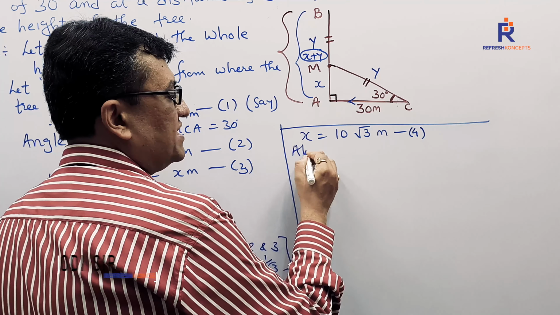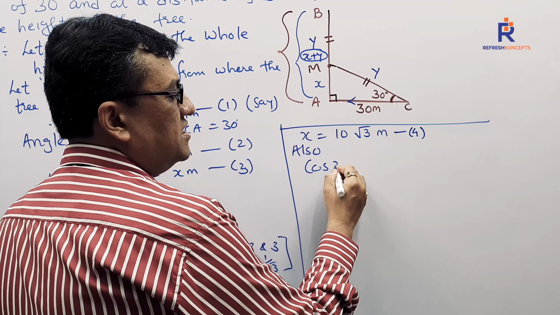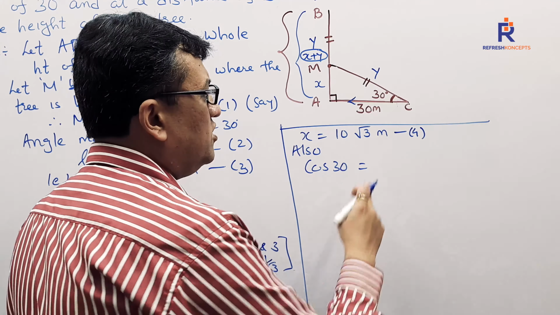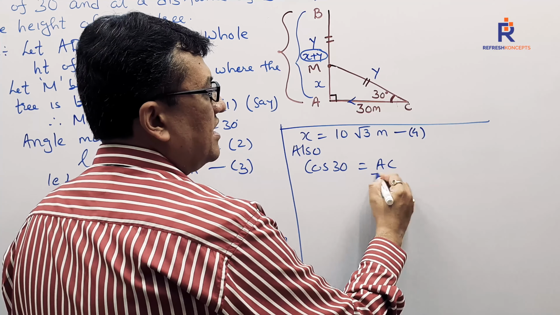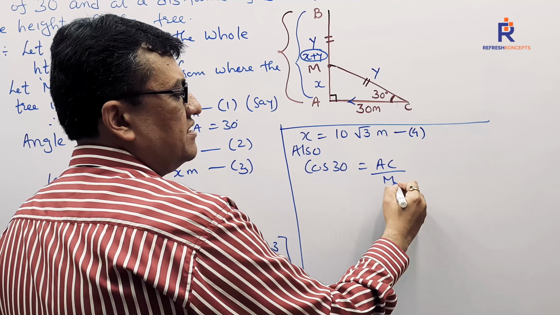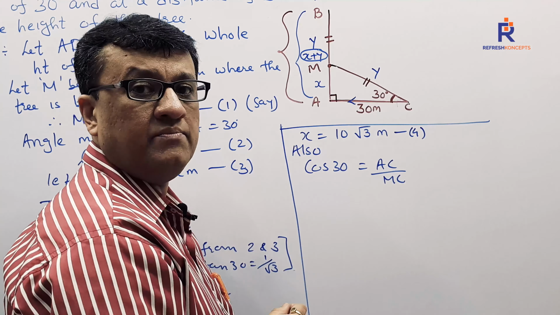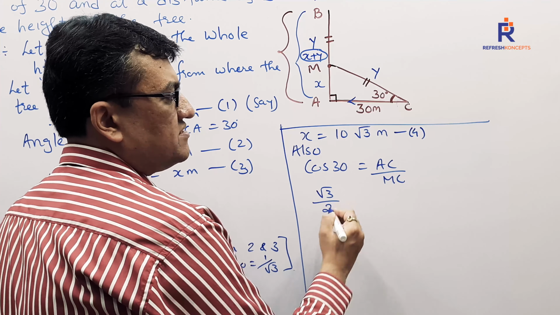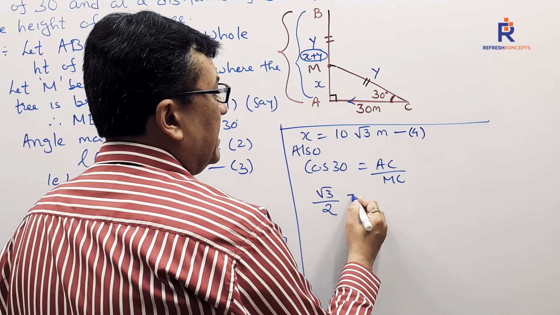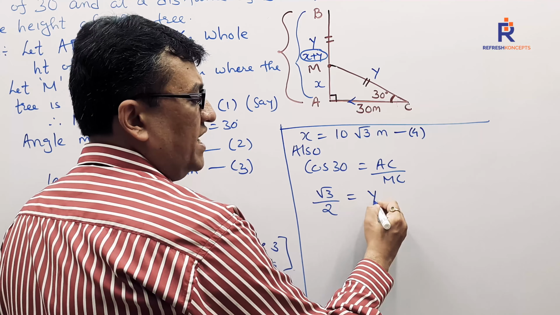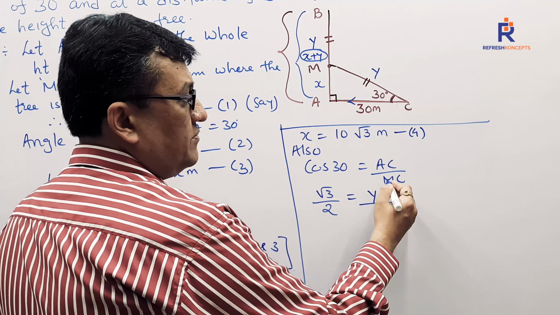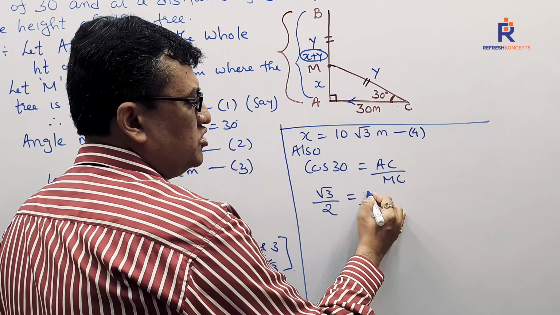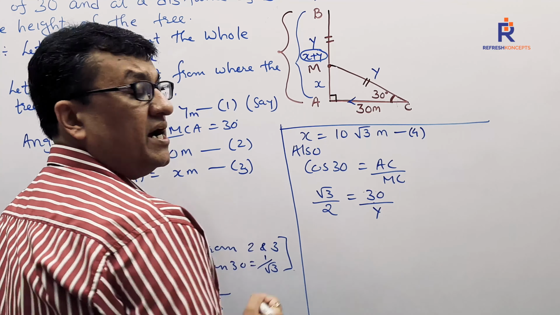So I shall simply say cos 30 is, by definition of cos, adjacent upon hypotenuse. Adjacent is nothing but AC. Hypotenuse is nothing but MC. The value of cos 30 is root 3 by 2 children. AC, how much? I'm so sorry, MC is Y, AC is known to us as 30.